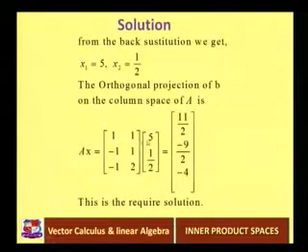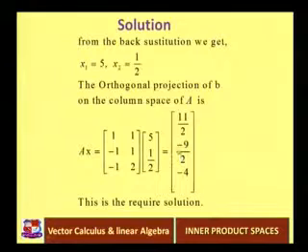Because we multiply this 5 into 1, that is 5, plus 1 half into 1, so 5 plus 1 half, that is nothing but 11 by 2. Then minus 1 into 5, that is minus 5, plus 1 into 1 half, that is nothing but minus 9 by 2. And minus 1 into 5, that is minus 5, plus 2 into 1 half, that is 1. So minus 5 plus 1 is nothing but minus 4. So students can easily verify that.